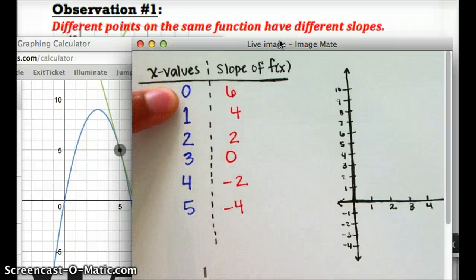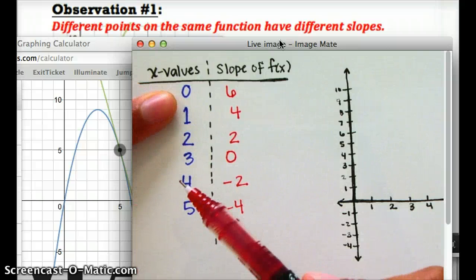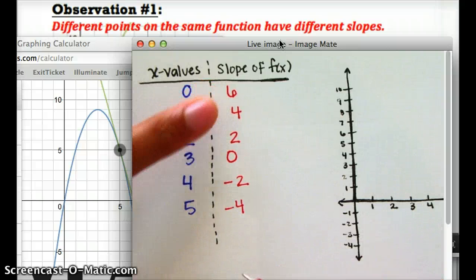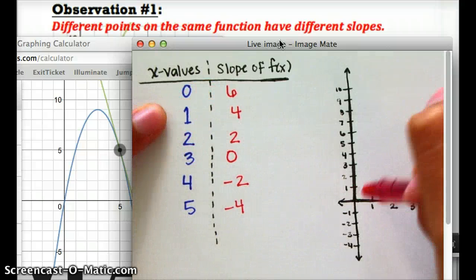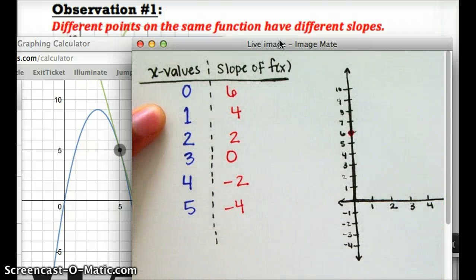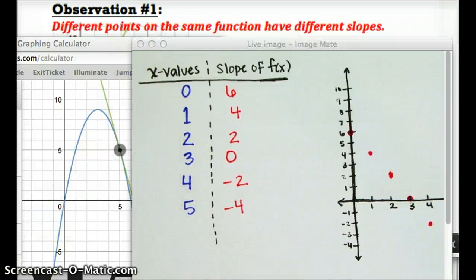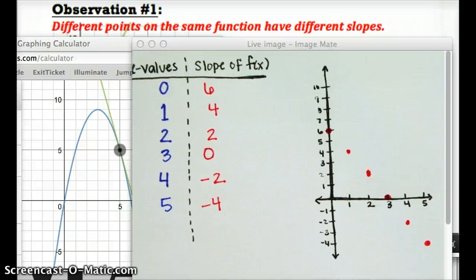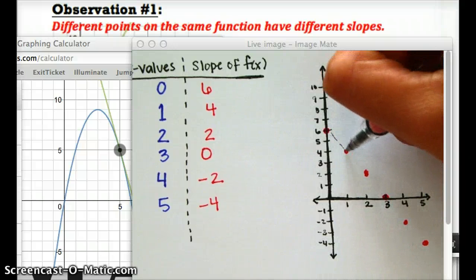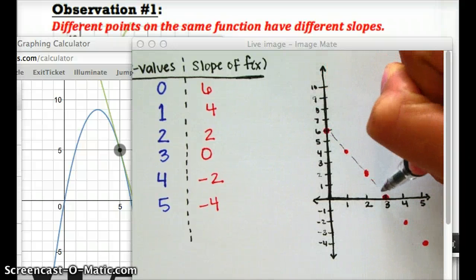Again, remember I'm graphing the x value of the original function and the slope. So I'm not going to create a graph that looks like a parabola necessarily. 0, 6 would be right here. Go ahead and graph it for yourself, as will I. If you didn't see the pattern before, you should see it now, because these points really don't look random. They look suspiciously like a straight line, and it would be a straight line with a negative slope.